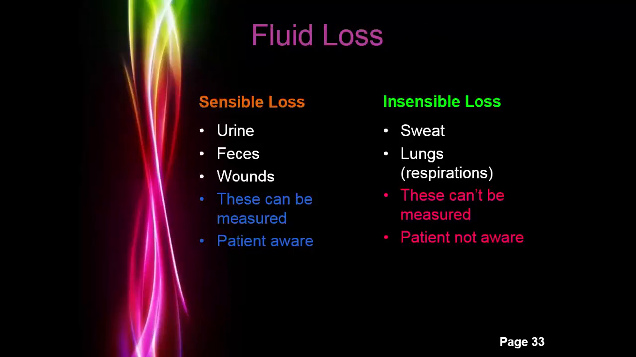So this is looking at your sensible losses versus insensible. Most of your sensible losses are going to be urine, feces, and wounds. These can be measured and the patient is aware of them. Your insensible losses are sweat and the lungs through respirations. These cannot be measured, and usually the patient is not aware. So urine is about 1,500 milliliters, feces about 200, sweat 600, lungs 300 to 350 milliliters.